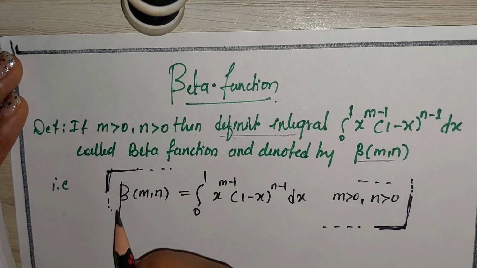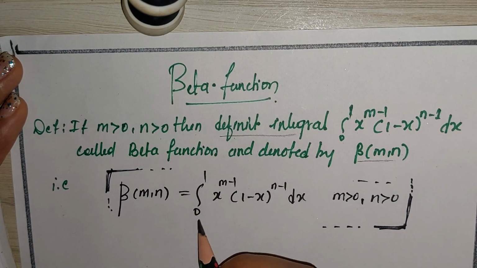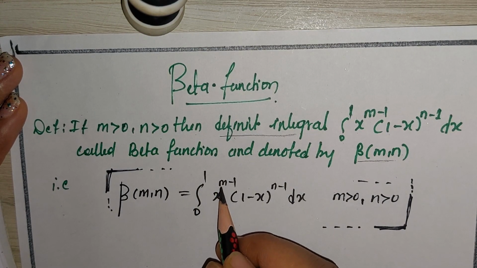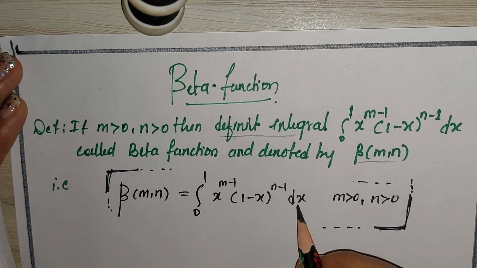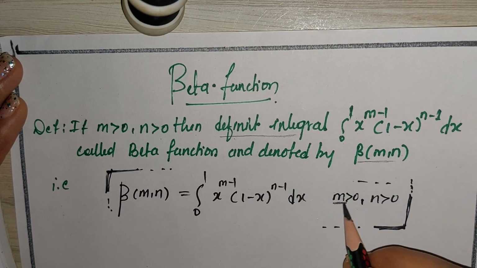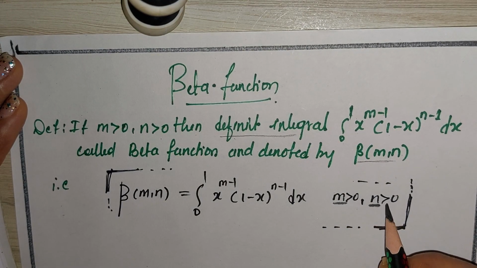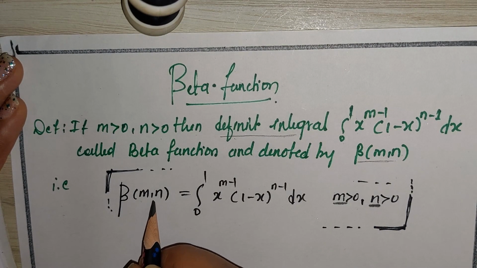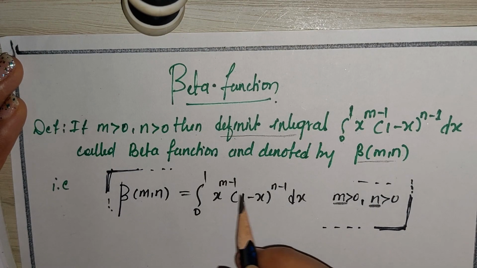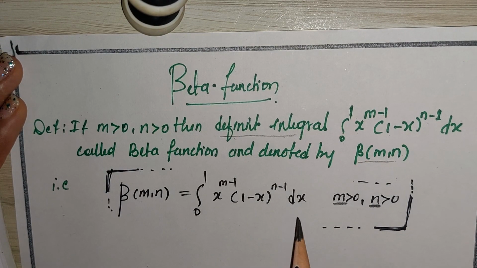So the formula is beta of m comma n is equal to the integration from 0 to 1 of x raised to m minus 1 into (1 minus x) whole raised to n minus 1 dx. Here the value of m and the value of n should be greater than 0, meaning it should be positive. If the values of m and n are negative, then this beta function does not exist.